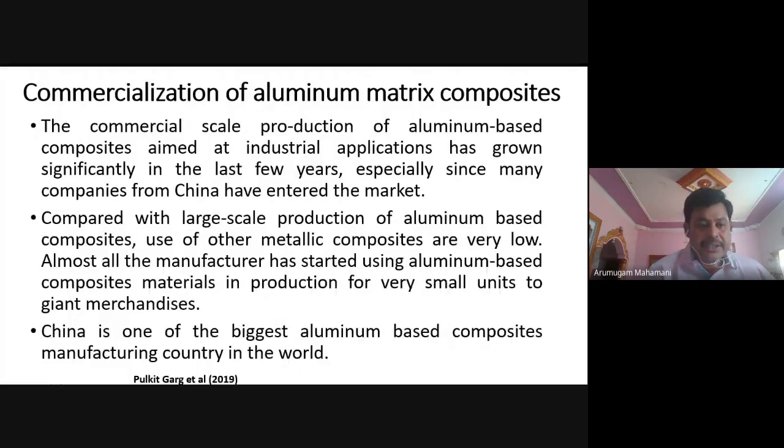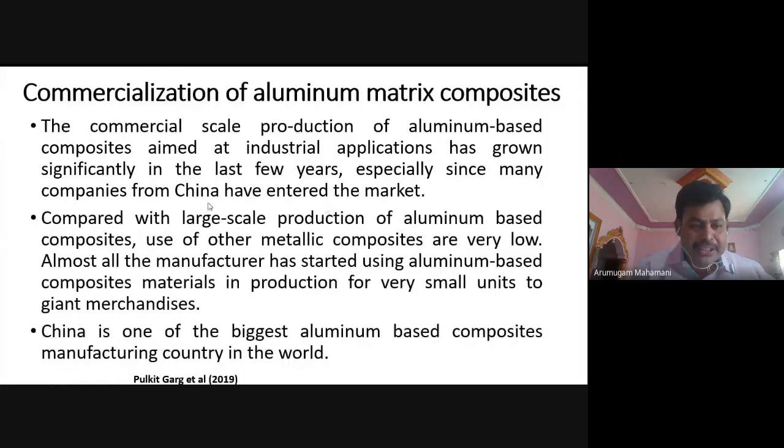Then commercialization of composite. Composite material has many advantages, right? Many favorable properties are there. But what are the challenges in commercialization? Regarding commercialization of aluminum matrix composite, Gorc et al. 2019 very clearly described that commercial-scale production of aluminum-based composite aimed at industrial application has grown. Previously, industry people refused to apply composite, but in the last few years they have started to use it.